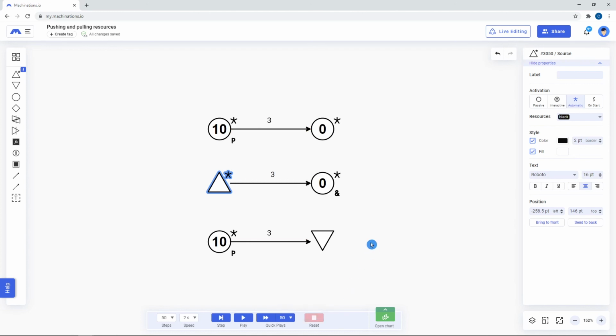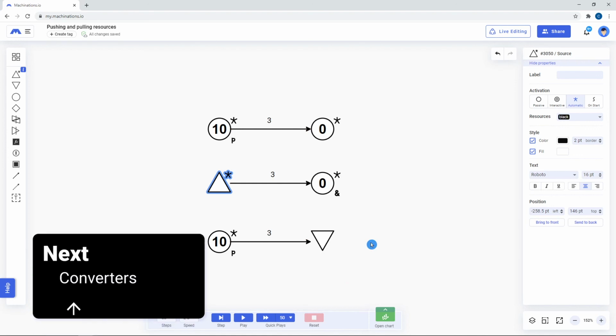To sum up, action modes give the user even more control over node behavior during execution. In our next video, we will be talking about converters.